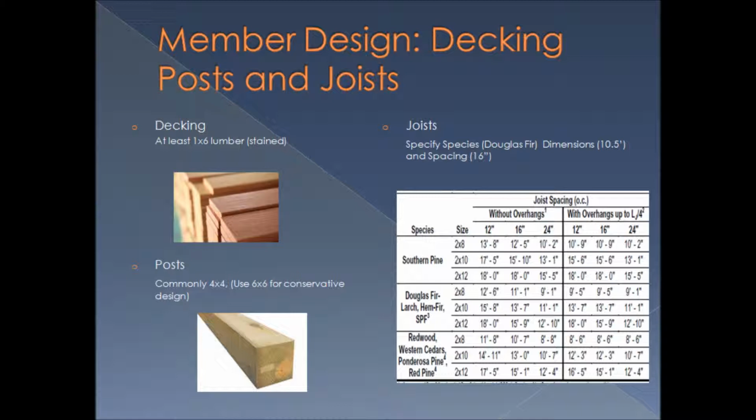Additionally, we must select the spacing of our joists. It looks like we could get by using a 2x10 spaced at 24 inches. However, the decking has to span that 24 inches, and with the dimension that we have chosen, 1x6, will not be able to span this. So we will be conservative and choose 2x10s spaced at 16 inches.